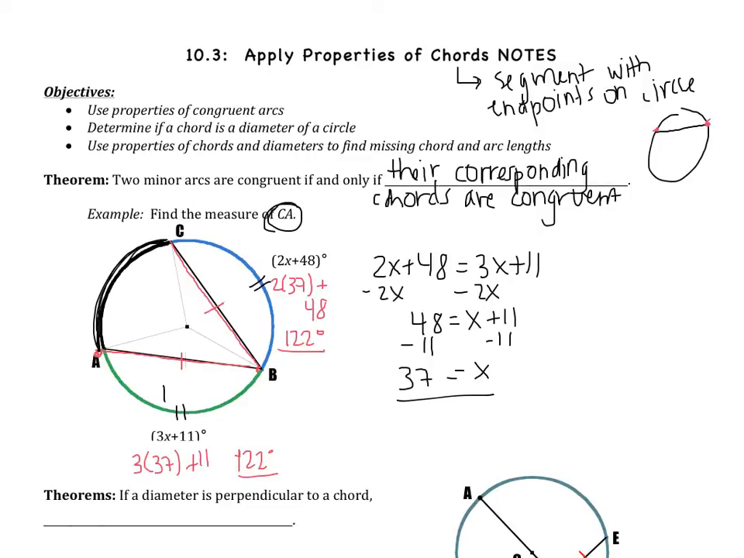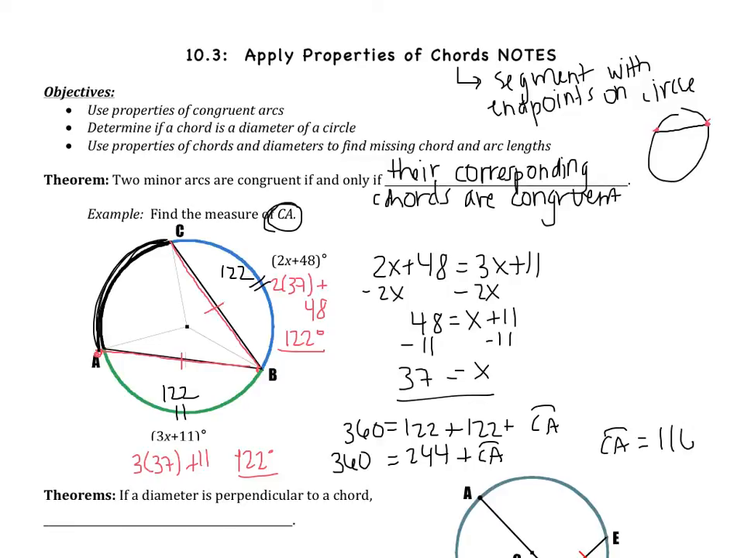Okay, so I have two arcs that are 122 and 122, and now I'm looking for arc CA. Well, remember that the entire circle is going to be 360. So I have 360 equals my 122 plus my other 122 plus arc CA. 122 plus 122 is 244. So I have 244, add arc CA is equal to 360. Subtracting 244, I end up with arc CA is equal to 116 degrees. Just as a reminder, this would make it a minor arc. It's between 0 and 180. So that makes it a minor arc.